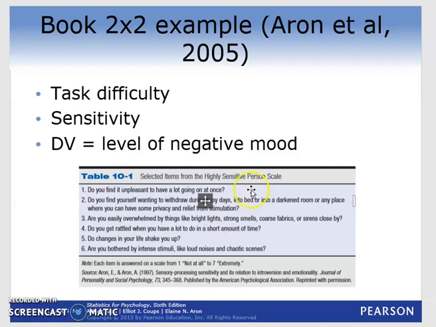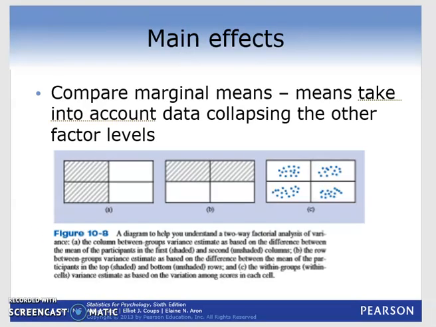So again, just for fun, if you want to see how your mood is, go ahead and measure and answer these questions on a 1 to 7 scale. If you have a high number, then you might have been in that highly sensitive group. So again, main effects compare, collapsing across the groups and looking at, is there a main effect, kind of ignoring the other factor.